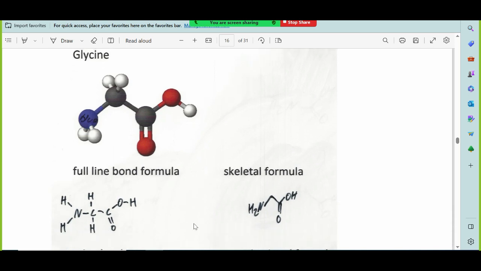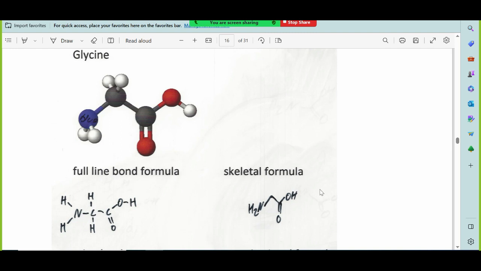Now glycine is an amino acid. We have the amine group. Blue is nitrogen and red is oxygen. We have the carboxylic acid, C double bond O, OH. This is the carboxylic acid, the carboxyl group. And we have an amine, so it's an amino acid.